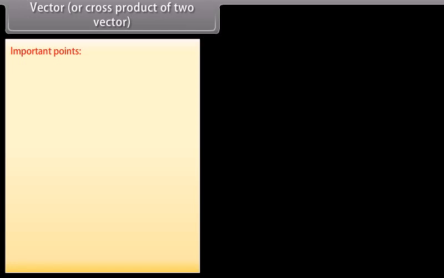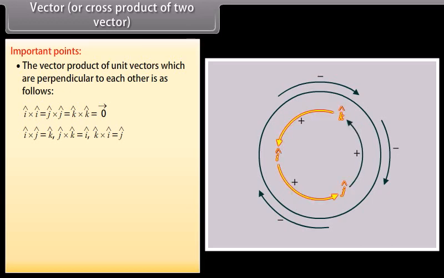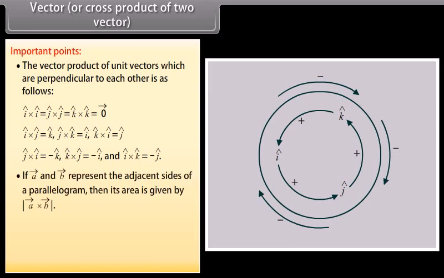Important points. The vector product of unit vectors which are perpendicular to each other is as follows. Cap I cross cap I equals cap j cross cap j equals cap k cross cap k equals vector 0. Cap I cross cap j equals cap k, cap j cross cap k equals cap I, cap k cross cap I equals cap j. Cap j cross cap I equals minus cap k, cap k cross cap j equals minus cap I, cap I cross cap k equals minus cap j. If vectors A and B represent the adjacent sides of a parallelogram, then its area is given by the magnitude of the vector product of vectors A and B.